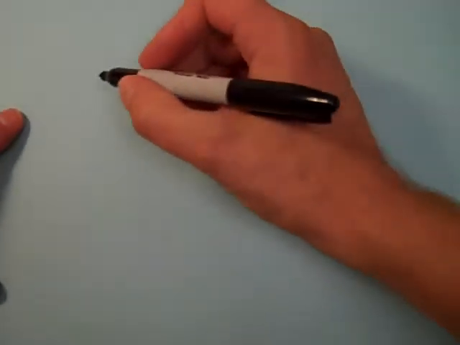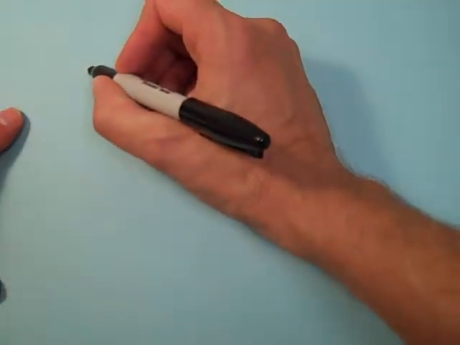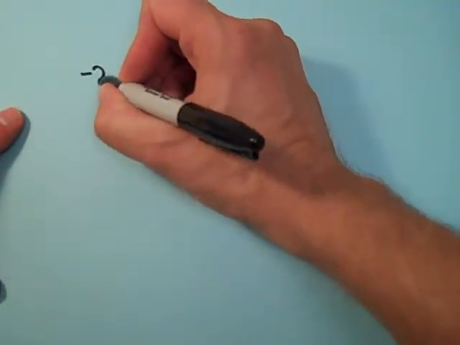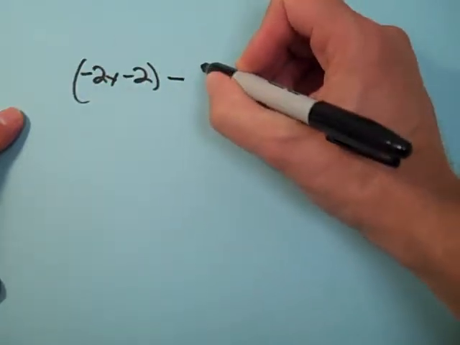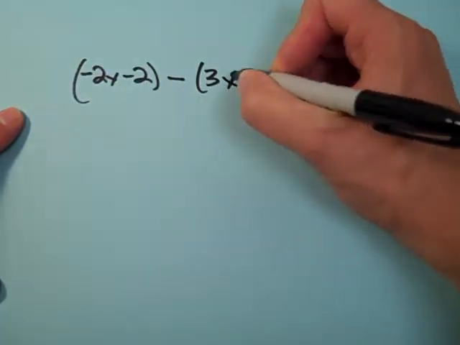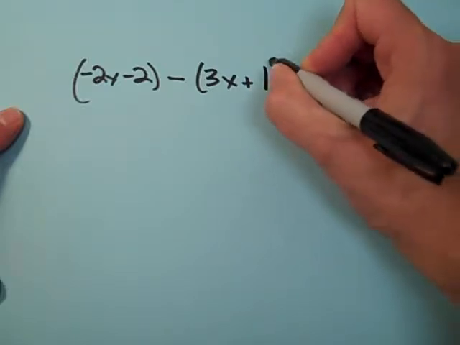And I'll show you here in a second, it'll become clear. So make sure they understand addition and subtraction are opposites. So let's take a look at an example here, and we'll show how we might do this with students. Let's say I had the expression negative 2x minus 2, and I was going to subtract from that, let's say, 3x plus 1.